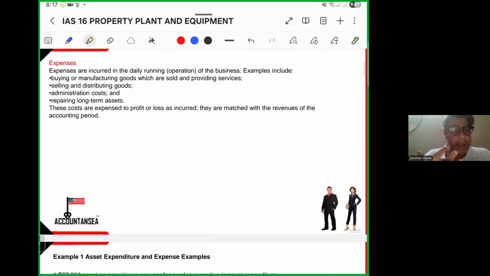Now, what are expenses? Expenses are incurred in the daily running operations of the business. What are the examples? Buying or manufacturing goods which are sold and providing services, selling and distribution costs, administration costs, repairing long-term assets. Repair costs will be expensed as well. These costs are expensed to profit or loss as incurred. They are matched with the revenues of the accounting period. So far, so good.